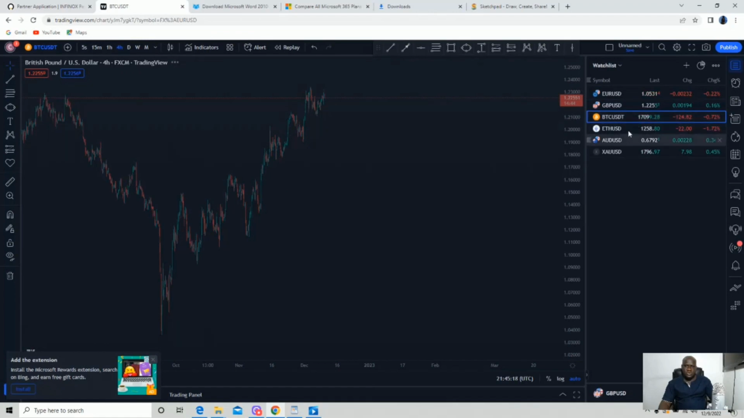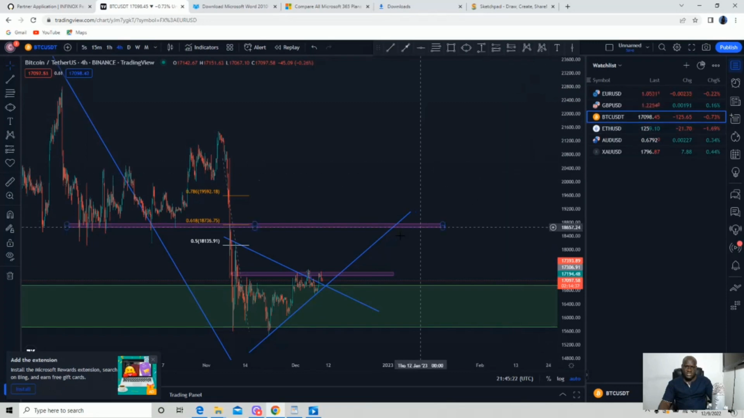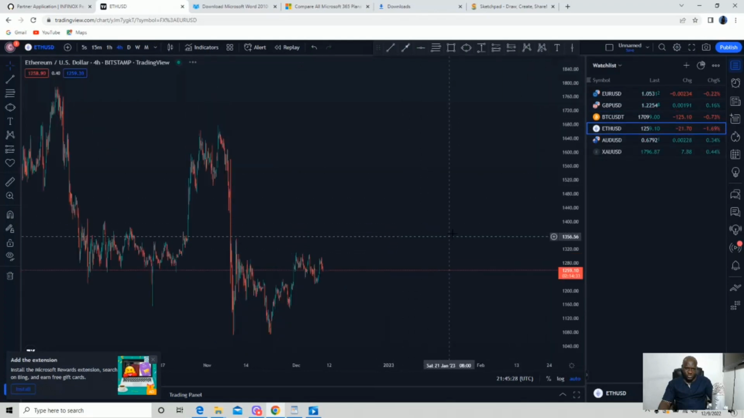But you need to know something. BTC and Ethereum mostly move the same way. Now take a look at this BTC chart. You can see how the movement is. Now let's look at Ethereum. You see it's almost the same. You can see it's moving the same way. I can almost say they are the same. It's just looking like the same chart.